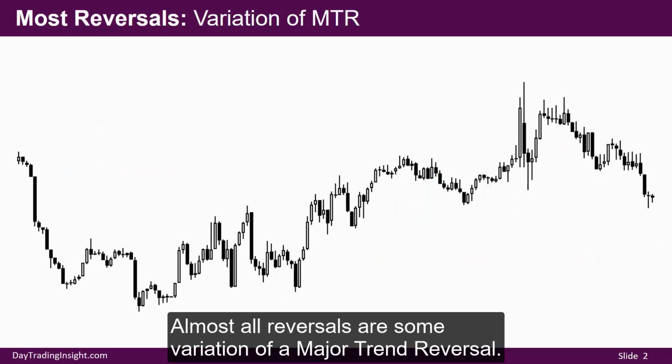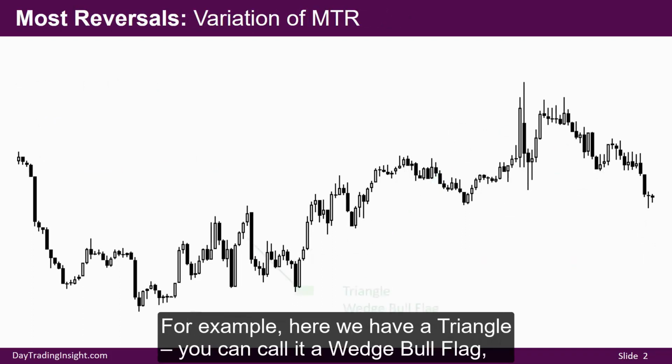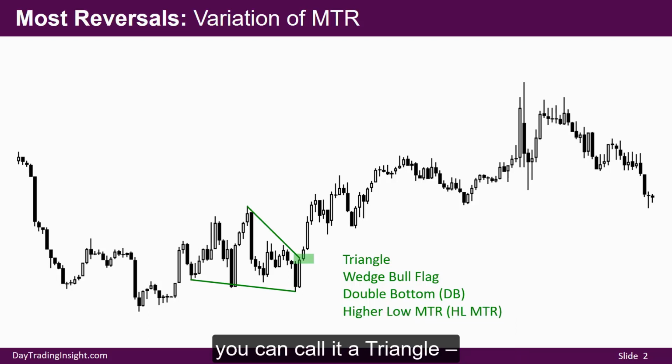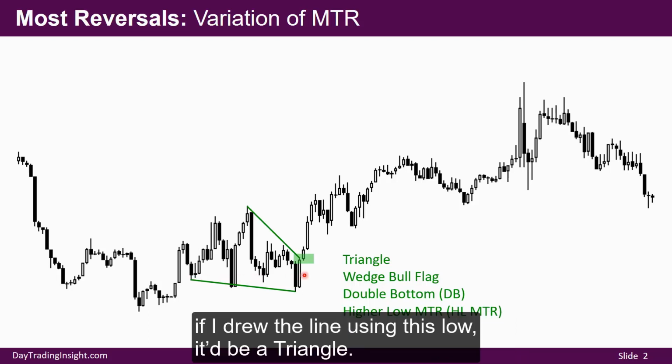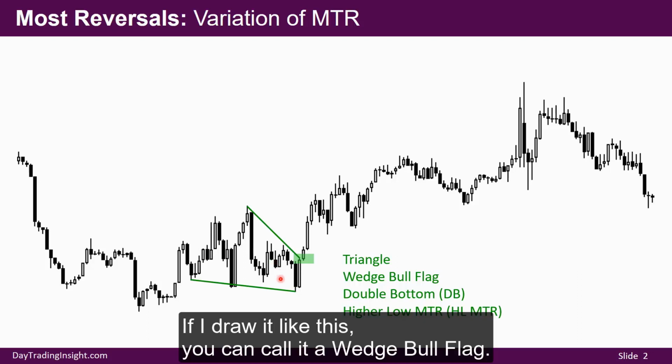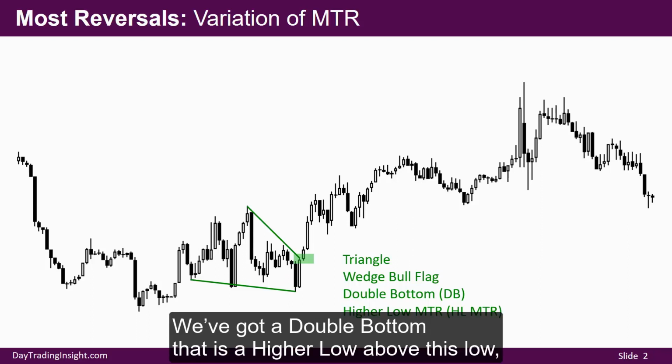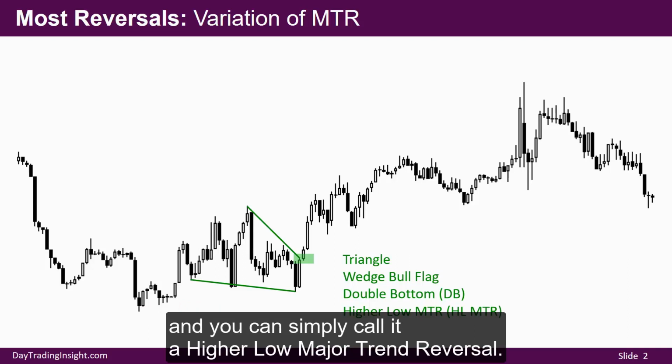Almost all reversals are some variation of a major trend reversal. For example, here we have a triangle. You can call it a wedge bull flag. You can call it a triangle. If I drew the line using this low, it'd be a triangle. If I draw it like this, you can call it a wedge bull flag. You can call it a double bottom, higher low major trend reversal. So you got a double bottom that is a higher low above this low. And you could simply call it a higher low major trend reversal.